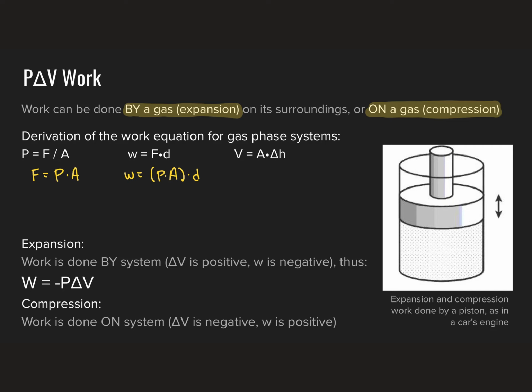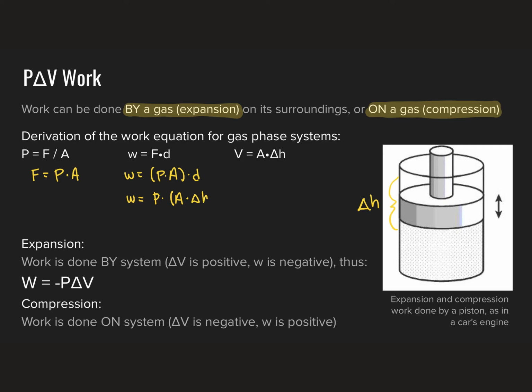Now, if you think about that piston expanding and compressing, if that piston is moving upwards and therefore doing work on the surroundings as the gas expands, the distance that that piston moves is really the change in the height of that piston within that chamber. So my new equation here will now be work is equal to pressure times area times the height.